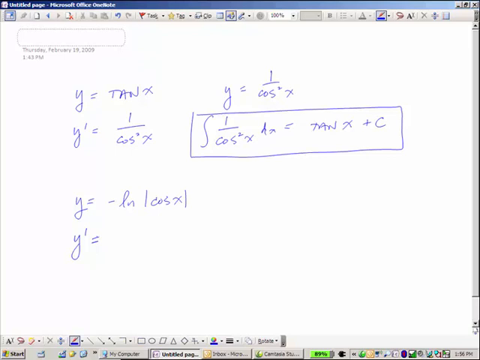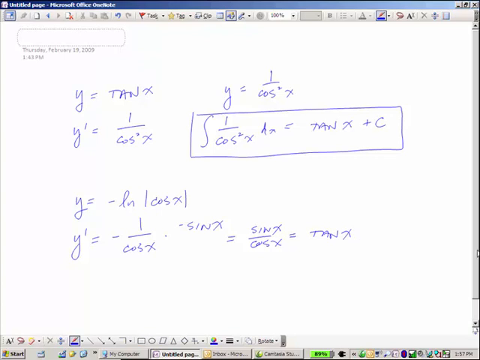Negative ln the absolute value of cosine x. What's the rule for natural log? So 1 over cosine x, but don't forget to times negative sine x. No, derivative. Derivatives, not antiderivatives. So that gives me sine over cosine, which we know as tangent.